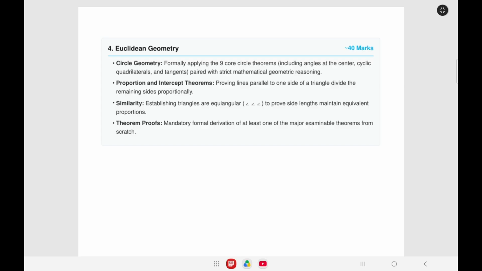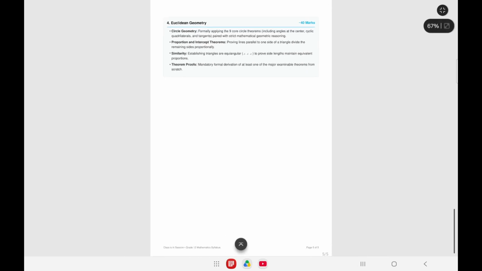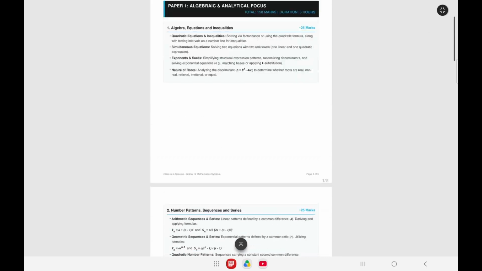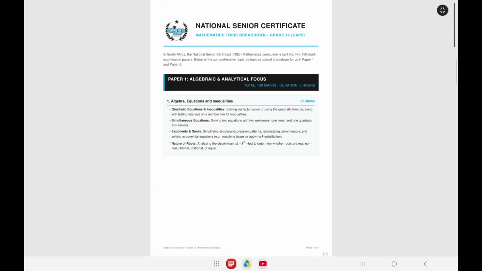You have circle geometry, applying the 9 core circle theorems. We also have the proportion and intercept theorem, proving lines parallel to one side of a triangle divide the remaining sides proportionally. We also have similarity as well as theorem proofs. So these are all the different topics under grade 12 mathematics. Now let's go to a document where I explain which topic you should start with first.